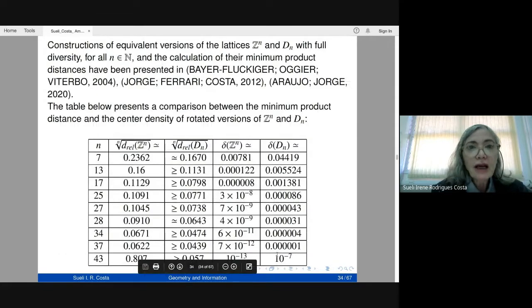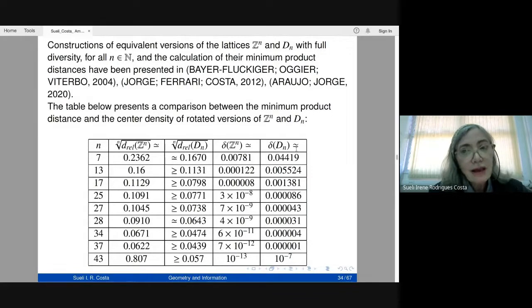So, in this paper, we have been working in, as I mentioned, this kind of topic, and we have constructed some rotated version of the D_n lattice, right? This is just to illustrate.